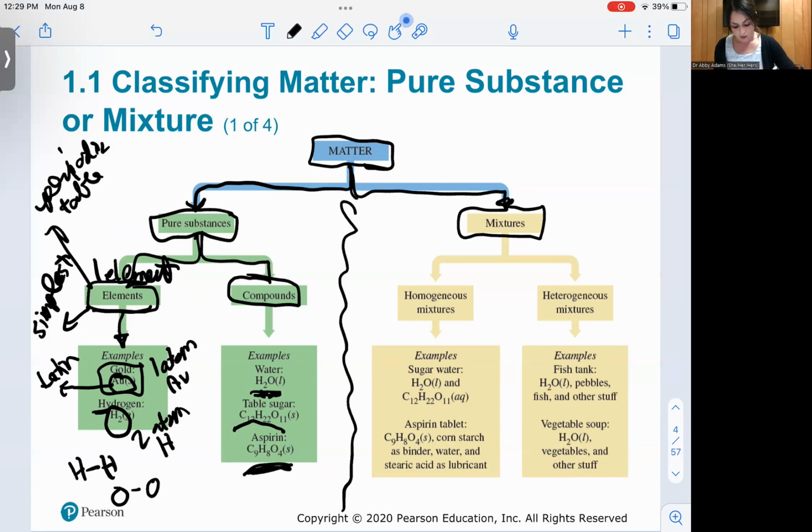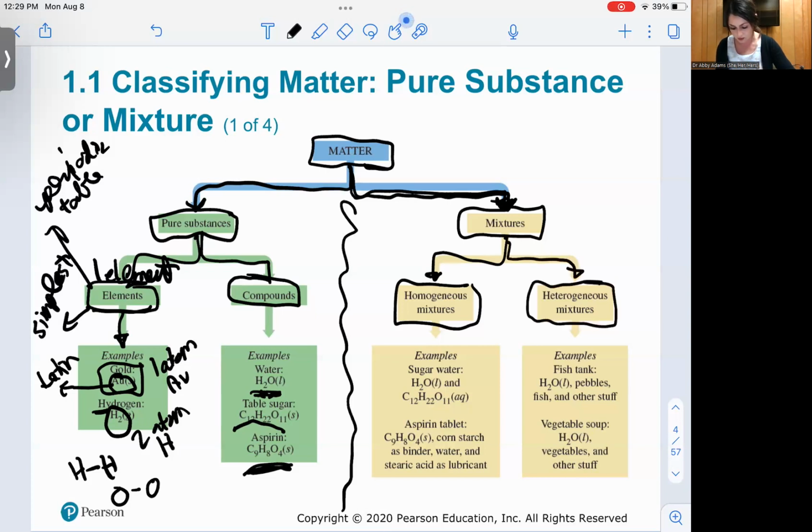And then we're going to look at mixtures. So we went from simplest, and we're getting a little more complex. We have our mixtures, where we have homogeneous mixtures, or homogeneous, whatever you prefer to say is fine, as long as you know what it is. It's fine with me. And heterogeneous mixtures.